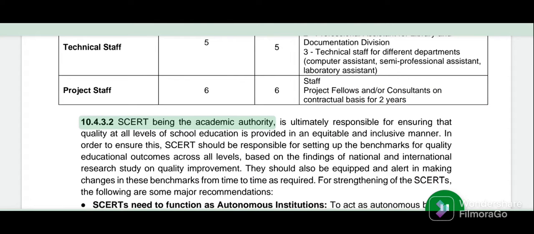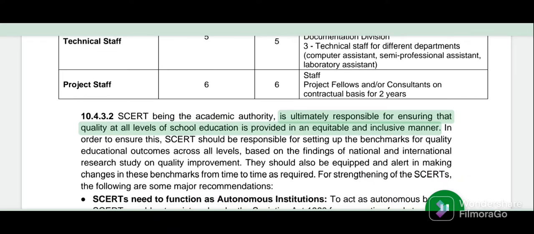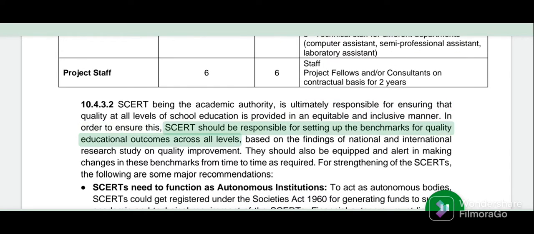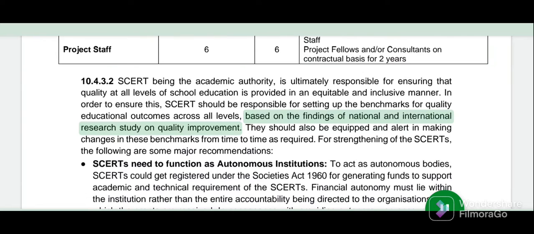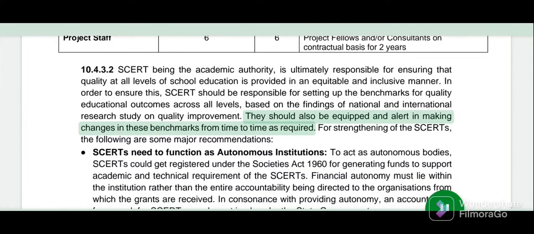10.4.3.2 SCERT, being the academic authority, is ultimately responsible for ensuring that quality at all levels of school education is provided in an equitable and inclusive manner. In order to ensure this, SCERT should be responsible for setting up the benchmarks for quality educational outcomes across all levels, based on the findings of national and international research studies on quality improvement. They should also be equipped and alert in making changes in these benchmarks from time to time as required.